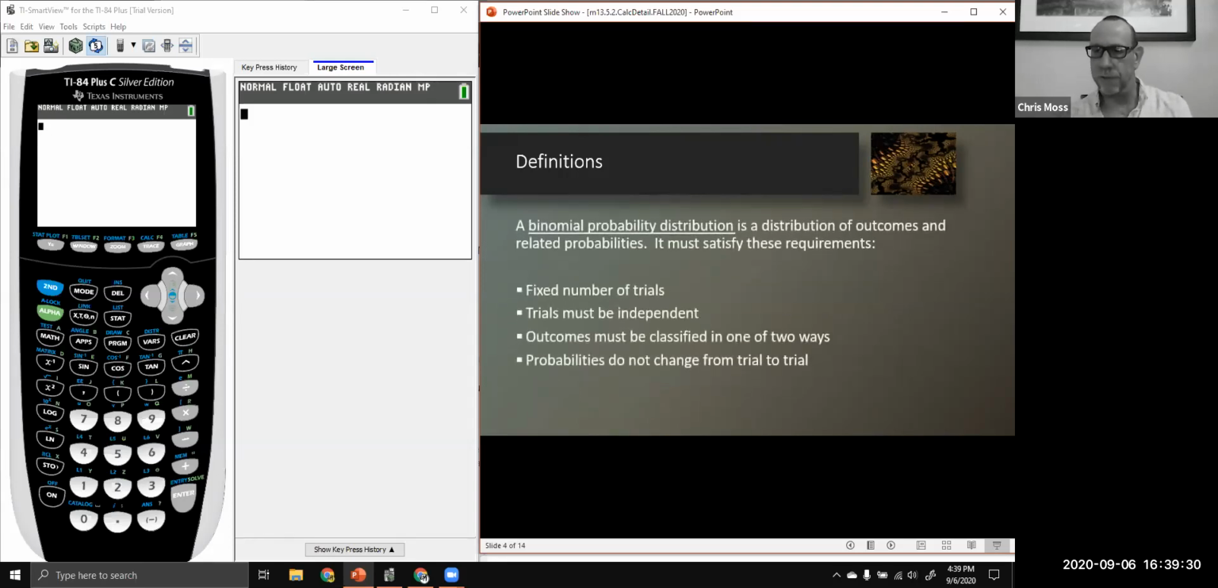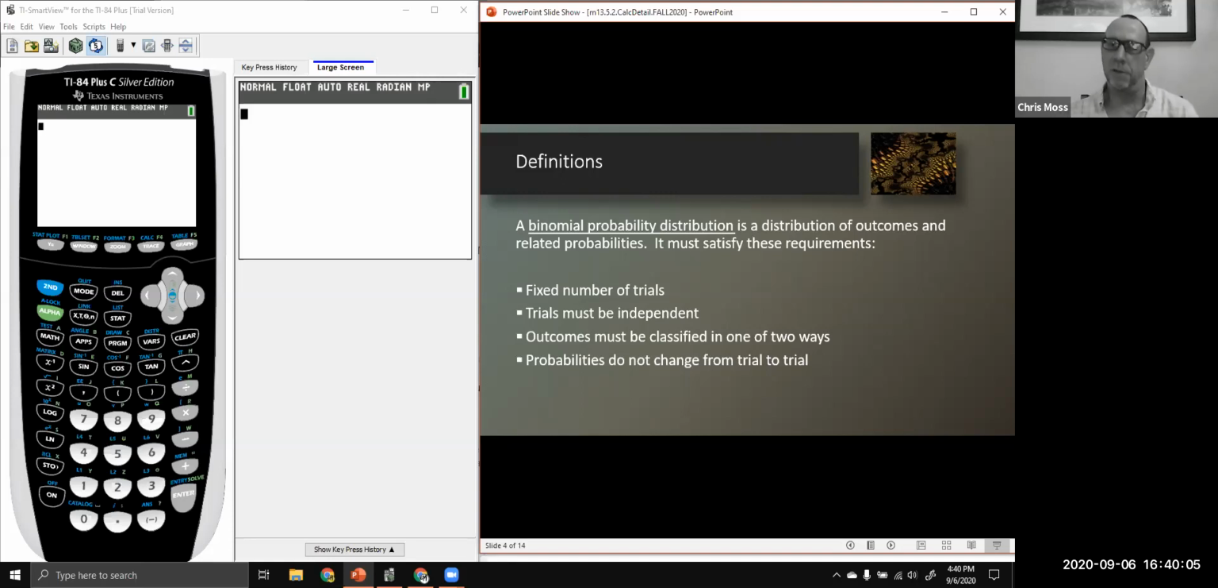Now, the actual definition of a binomial distribution has to satisfy these 4 requirements. If what you're looking at does not satisfy these 4 requirements, I'm sure it is very interesting, but it is not a binomial distribution. Probably something else. Now, a binomial distribution must have a fixed number of trials. No more, no less. You need to decide how many times you're going to roll the dice before you ever pick up the dice. The trials must be independent. The outcome of one trial should have no effect on probabilities of subsequent trials.